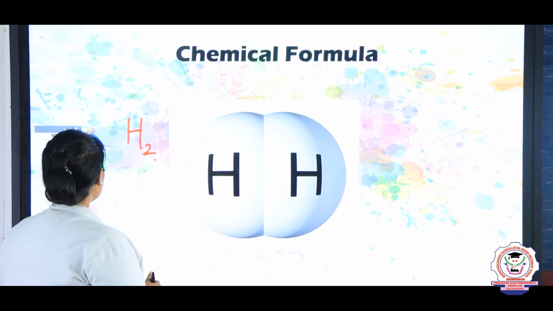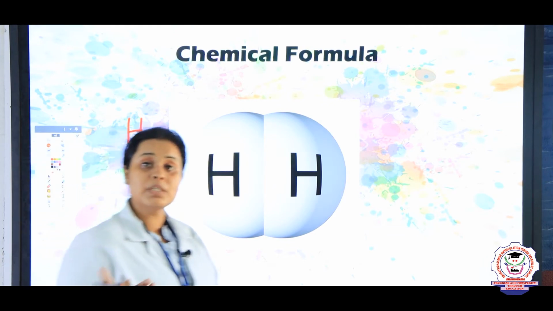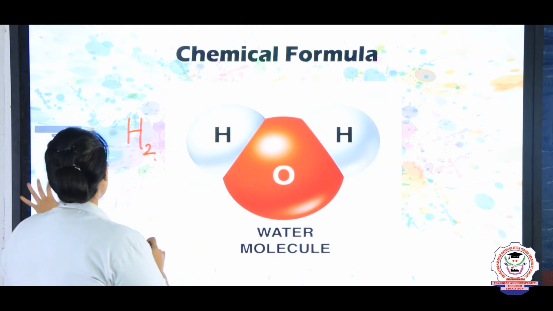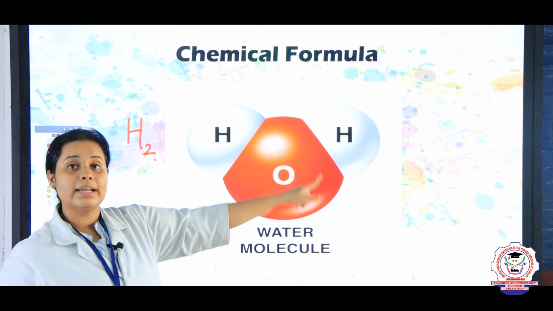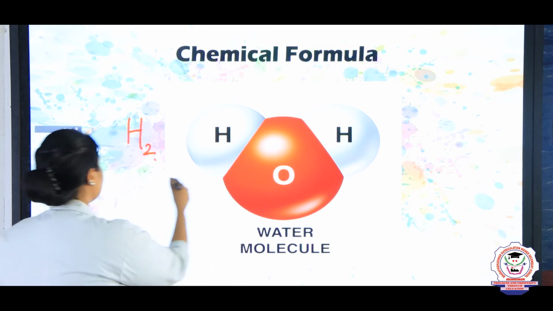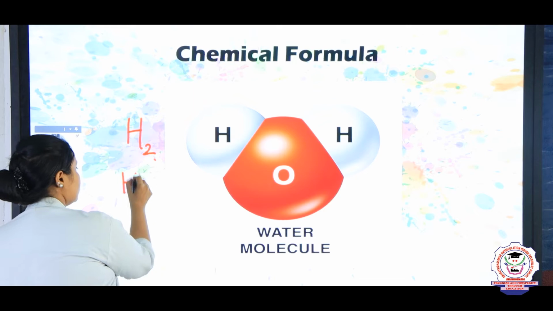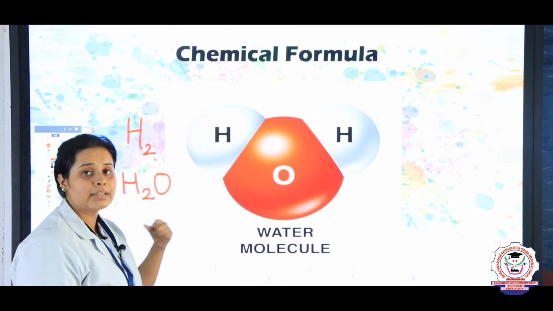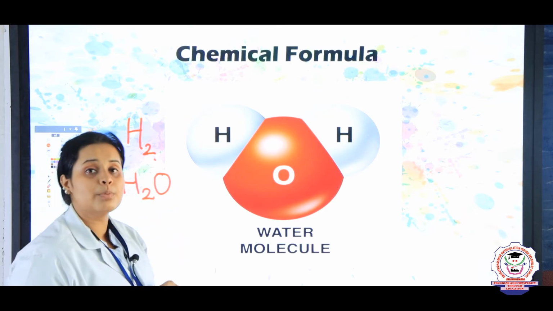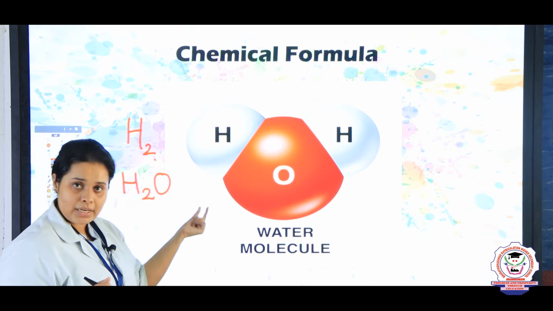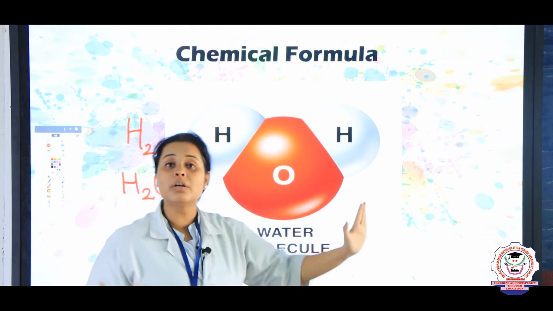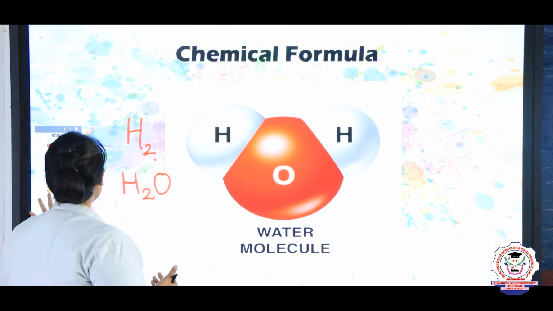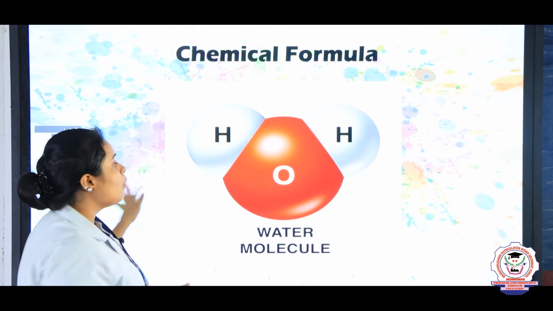Same way, you will also know whether a substance you are taking has more than one element or not. For example, take this. Here you can see there are 2 hydrogens and 1 oxygen. So you can write it as H2O. Here it represents that 2 hydrogens are there and 1 oxygen is there. That is why you can call it dihydrogen oxide, or else you can call it a water molecule. What can you call it? Water molecule.